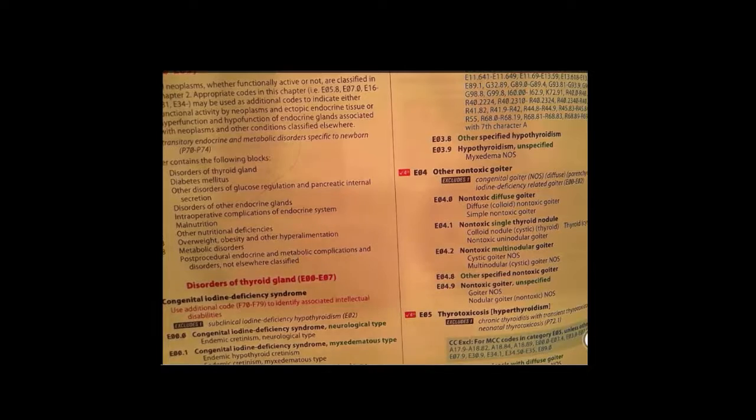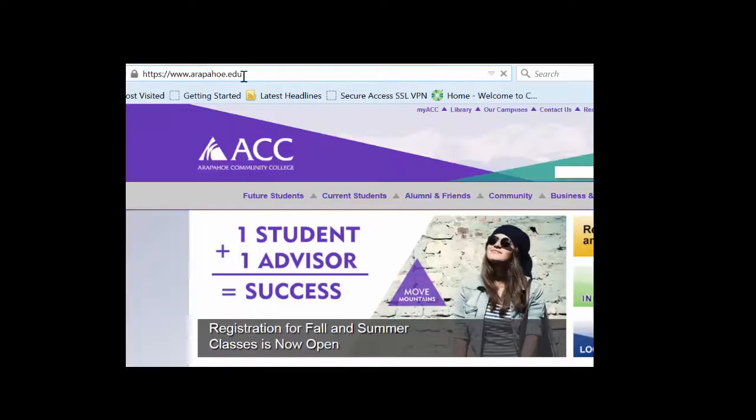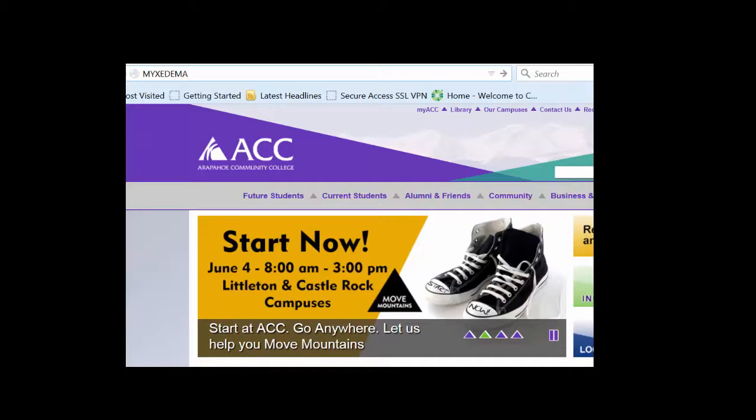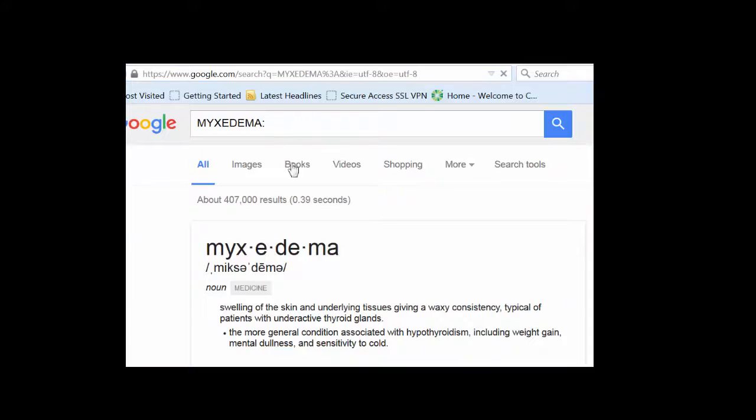Myxedema is a word that you occasionally see in the medical record documentation, so just be aware of that word. While I'm thinking of it, if you're ever looking for a word or you run across a word in the medical terms that you don't know, you can type the word, put a colon, and search. For example, myxedema: swelling of the skin and underlying tissues, giving a waxy consistency typical of patients with underactive thyroid glands. So myxedema is more of a condition because of hypothyroidism. But just think of this sometimes when you're looking up a quick medical term, if you just go into your Google search engine, type in your word, put a colon after the word and search, you get your definition.